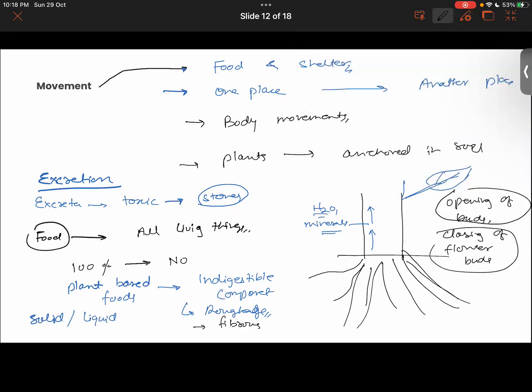Considering the human body, our body releases the excreta both in liquid and solid state. It could be urine, and then the solid waste, that is stool, right?